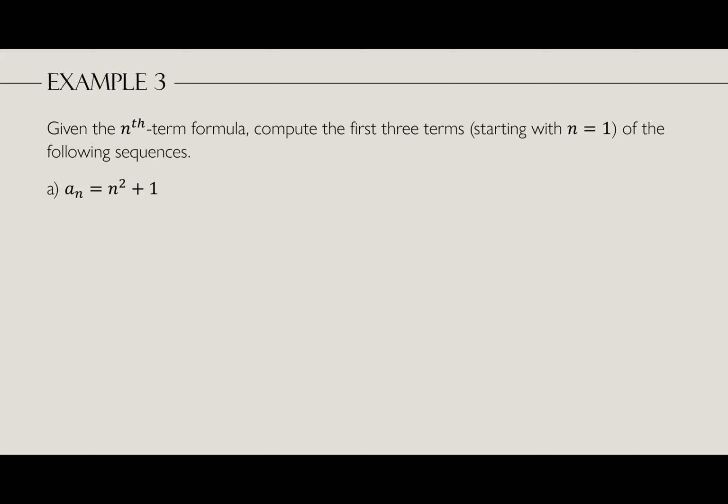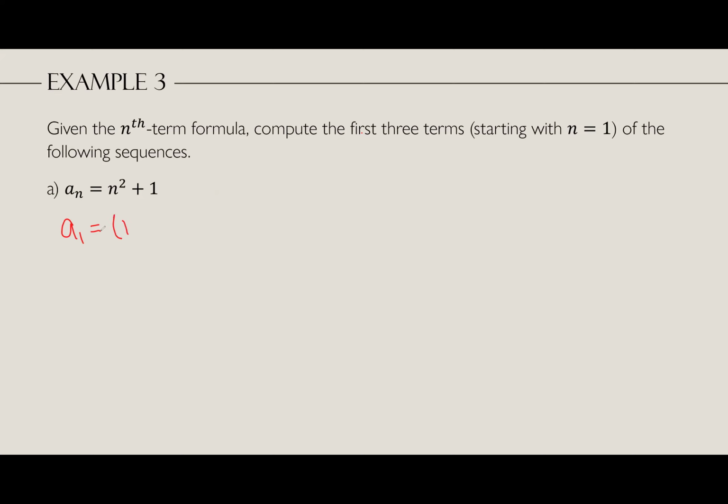Recall that the nth term describes the term in my sequence. So the third term would be, well, not much to it, but the third term. So given this formula for the nth term, give me the first 3 terms. And to be clear, let's start with n equal to 1 of the following sequences. So in other words, if I have this formula, can I get a1, a2, and a3?